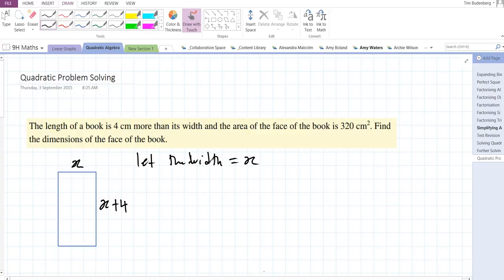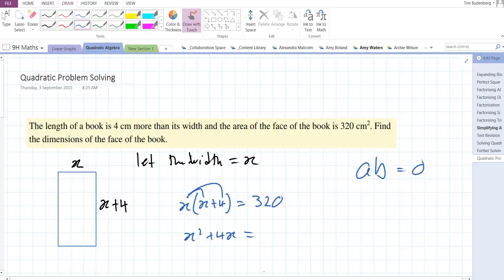Now, if we know the area of the book is 320, we can find the area by doing length times width. So we can say the length multiplied by the width is equal to the area. All right, now that looks like a quadratic equation. So to solve it, we need to get it in this form, AB equals 0. To do that, let's expand and simplify and get 0 by itself. X times x is x squared. X times 4 is positive 4x. And that's all equal to 320.